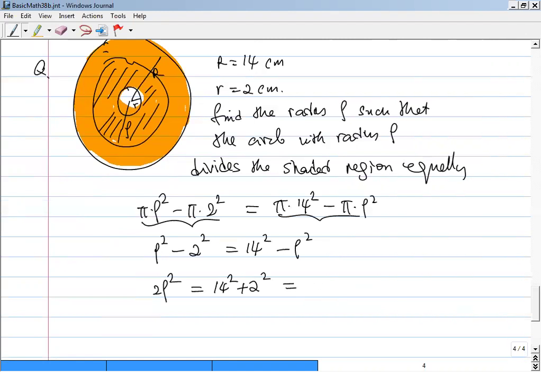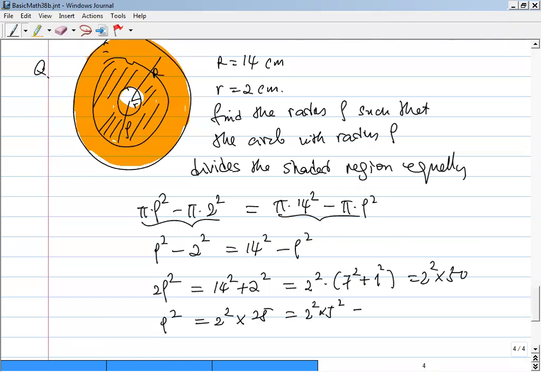So I can take a 2 out. It'll be 7 squared plus 1 squared. So that'll be 2 squared times 50. So rho squared equals 2 squared times 25, and 25 is 5 squared. So it's 10 squared. So rho should be equal to 10.